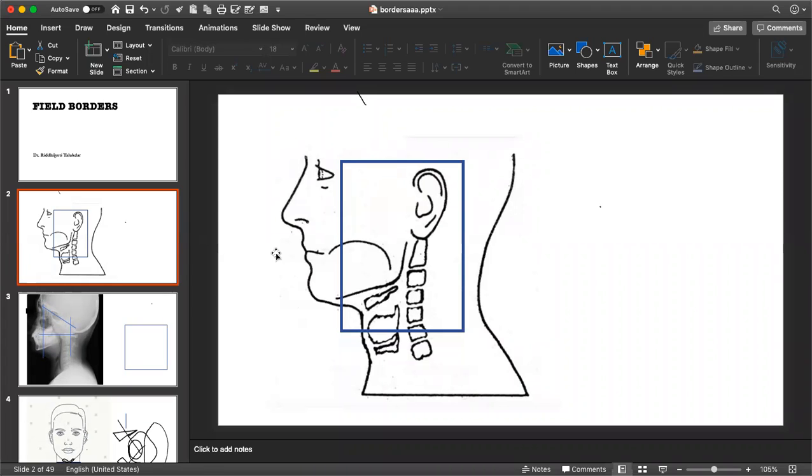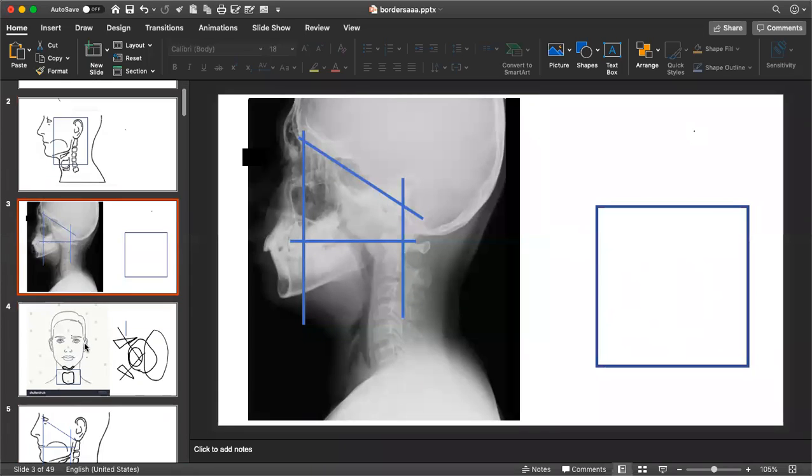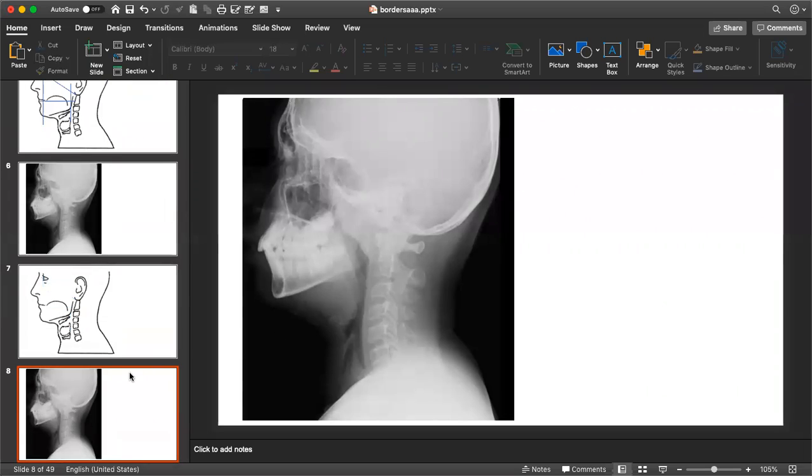Just one piece of advice: take out printouts of the AP view as well as the lateral view of the head and neck. You can get it from your radiology department. That is what we used to do. Take these photographs and start practicing, because talking theoretically and drawing it in the exam makes a big difference if you've not practiced it prior. So at least 3 to 4 times you need to practice it, then only will it make sense.